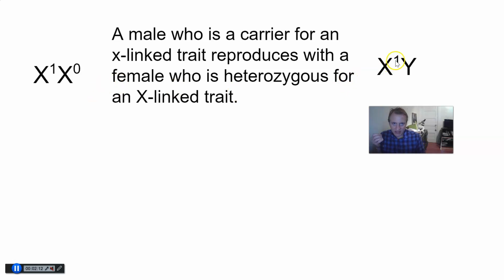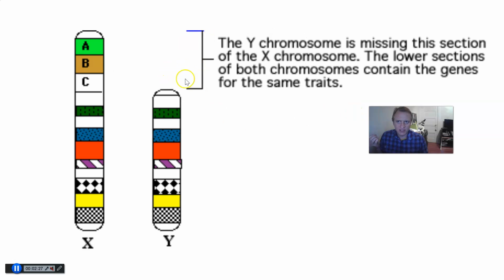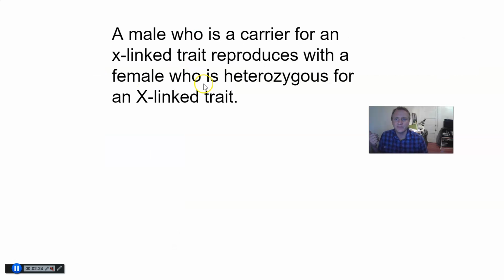The male over here has an X with a 1, meaning this chromosome does express this condition. He does have the condition. And then a Y. Notice there's no number by the Y because the Y doesn't have any allele. Like I showed previously, there's nothing there. And so it doesn't get a 1 or a 0 because it doesn't make any sense. There's just nothing there to compensate.